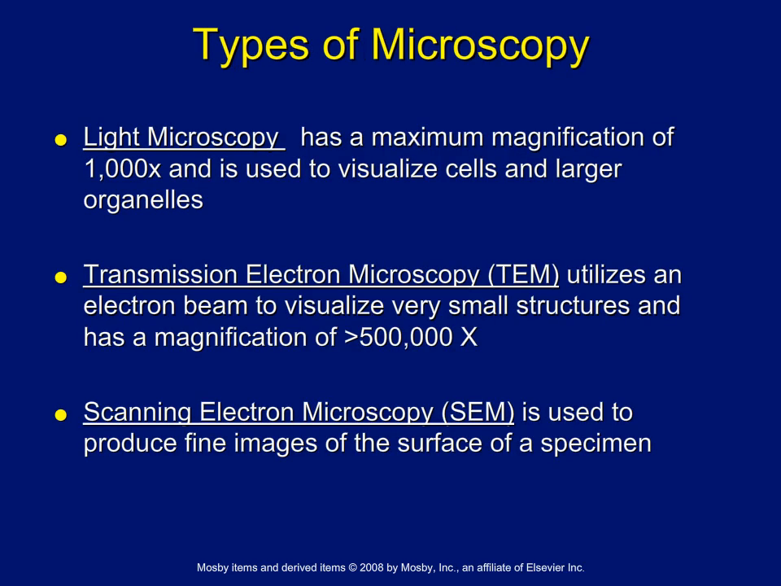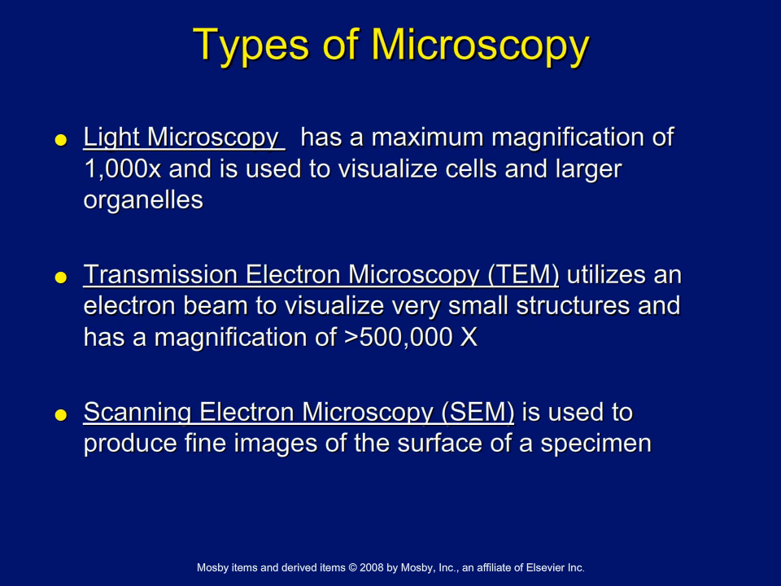Now, once we have our specimen on the microscope slide, we want to decide what type of microscopy we're going to use to visualize it. Depending on the type of specimen you're looking at, you may use a different type. Once we have a specimen that's been processed, we want to look at it underneath the microscope, and which microscope you use depends on how small the structure is that you want to see.